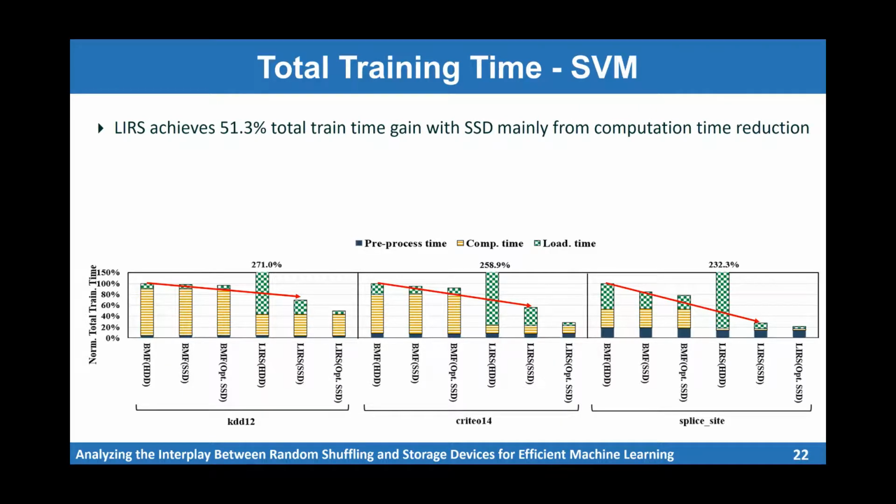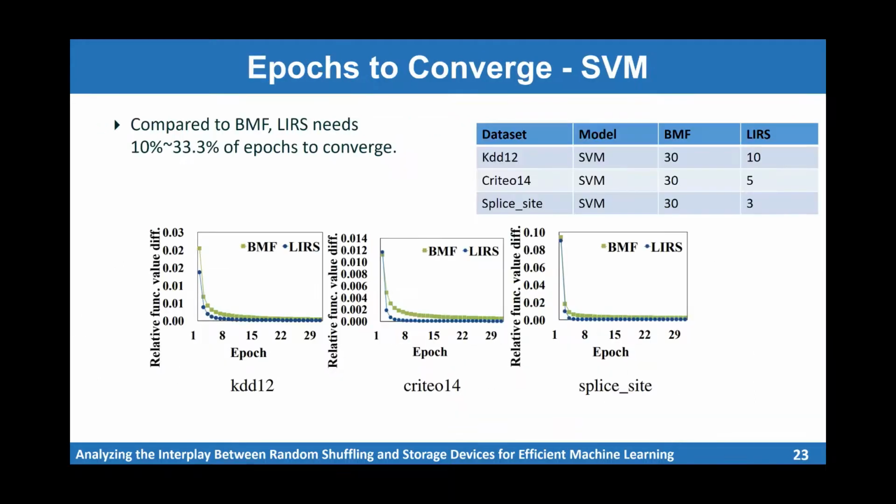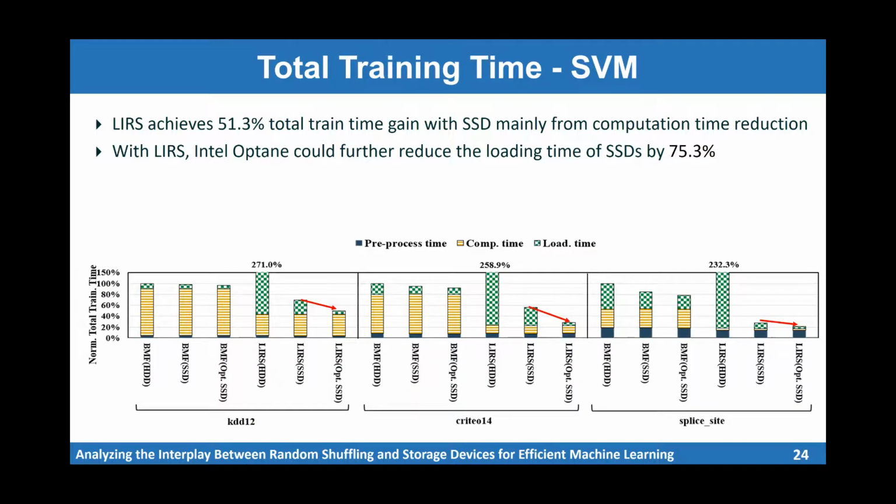With LIRS implementation, using SSD could achieve up to 51% total training time reduction. This mainly comes from shortening the computation time. This chart in the slide shows LIRS take fewer numbers of epochs to reach the converge condition. Our results show that BMF needs 30 epochs for the 3 test sets, while LIRS only requires 10, 5, and 3 epochs, respectively. Using Intel Optane could further reduce the loading time compared to flash SSD.